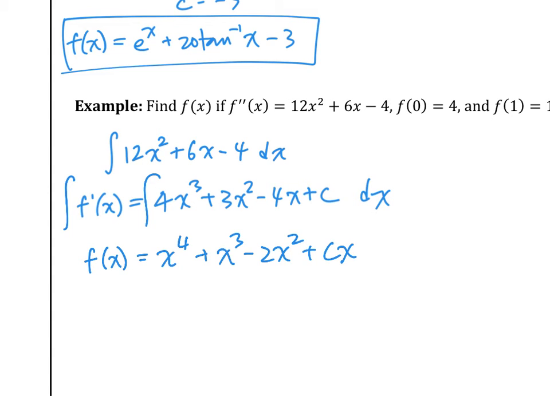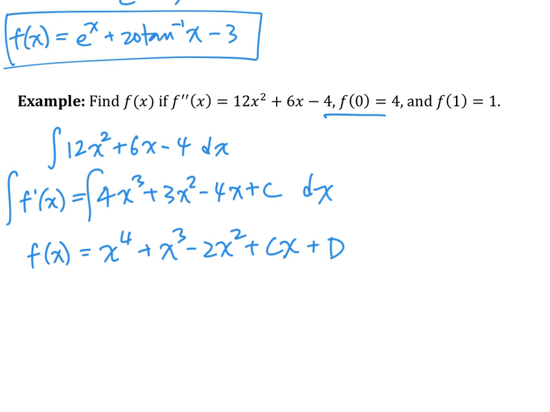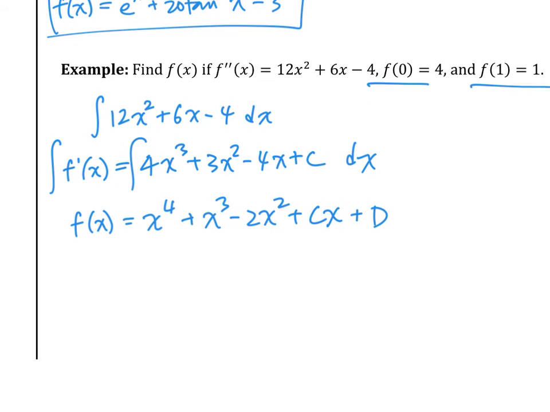All right, the answer is x to the fourth plus x cubed minus 2x squared plus cx, because the integral of c is just c. C is a constant, so the integral must have been the constant with a variable, plus d. So I have a new variable there. Now, because I'm given two conditions, I can find c and d. I'm going to use the first condition. When I put in 0, I should get 4.